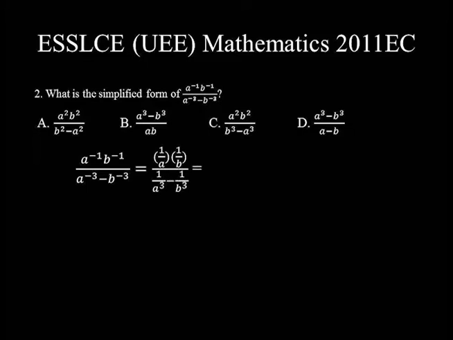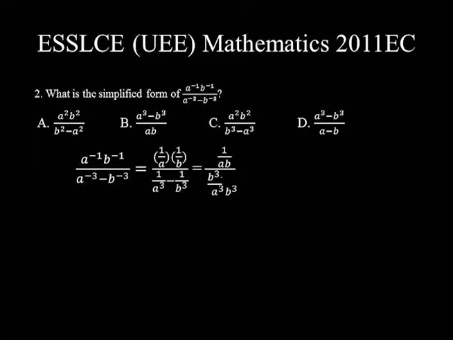This is equal to 1 times 1 is 1 divided by a times b is ab, the whole over the LCM of a cube and b cube, which is a cube b cube. A cube b cube divided by a cube is b cube. B cube times 1 is b cube, minus a cube b cube divided by b cube is a cube.